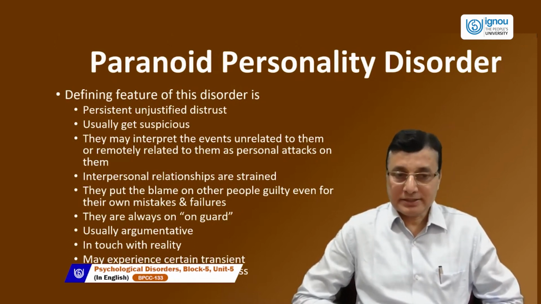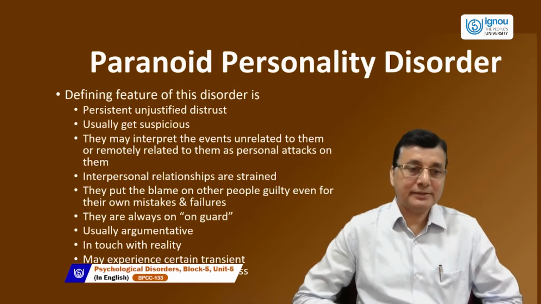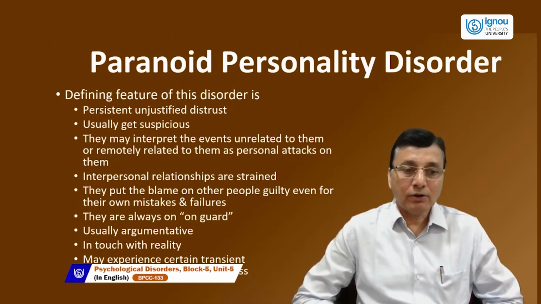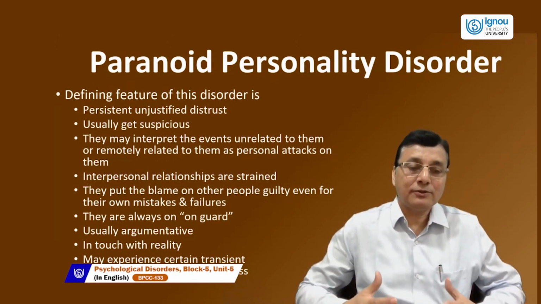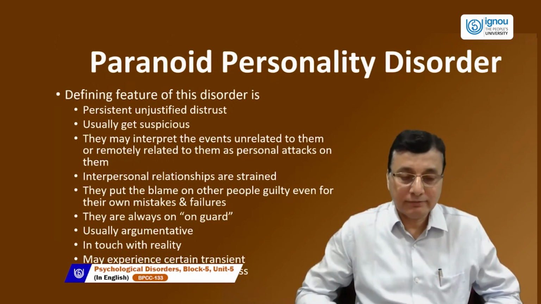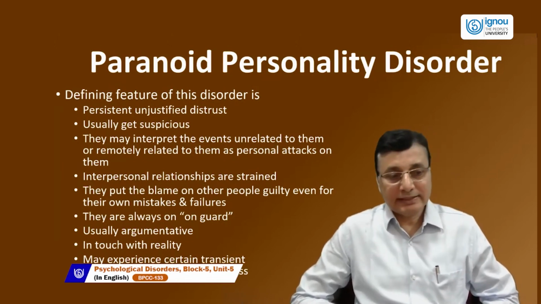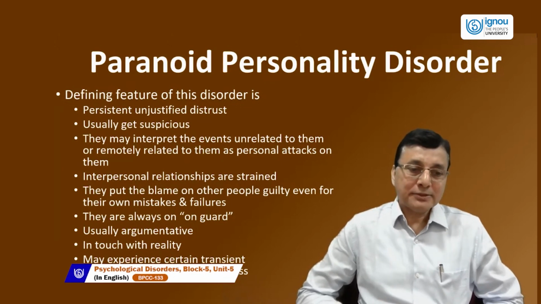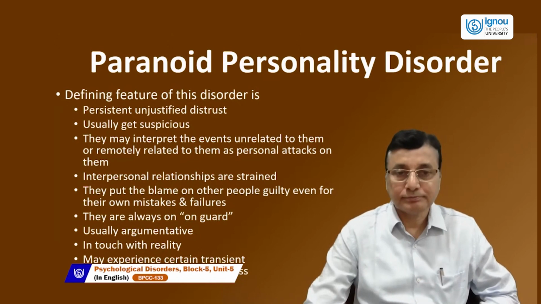Interpersonal relationships are strained. They put the blame on other people, and feel guilty even for their own mistakes and failures. They are always on guard, meaning they remain guarded. They do not open up, even with friends. They are usually argumentative. They have an argument for each and everything, but they are in touch with reality, and they may experience certain transient psychotic symptoms during stress.